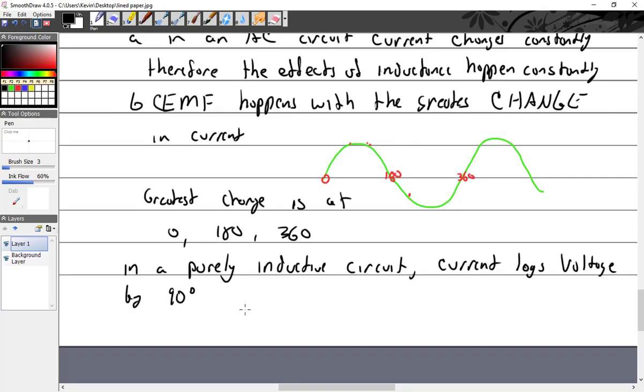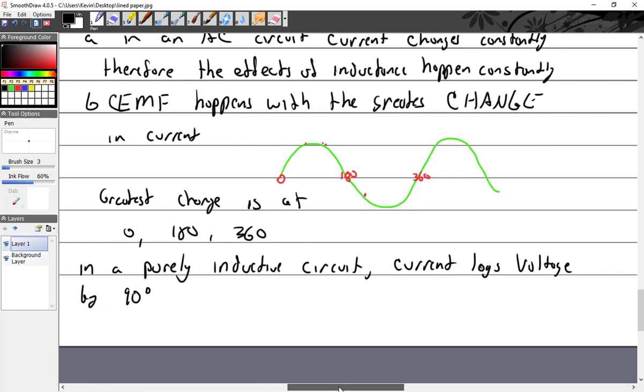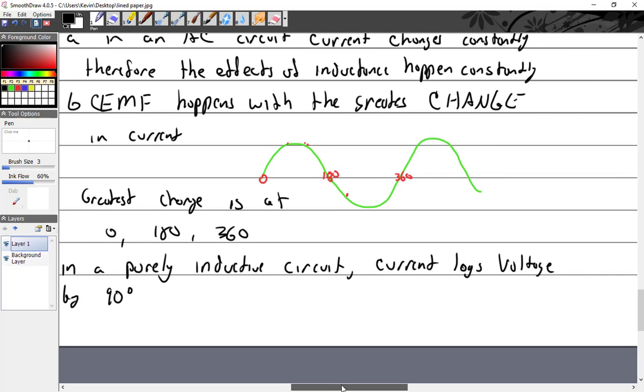Yeah? I'm still kind of confused on counter EMF, like the difference between. You may have to see me after. I kind of beat it to death a little bit.